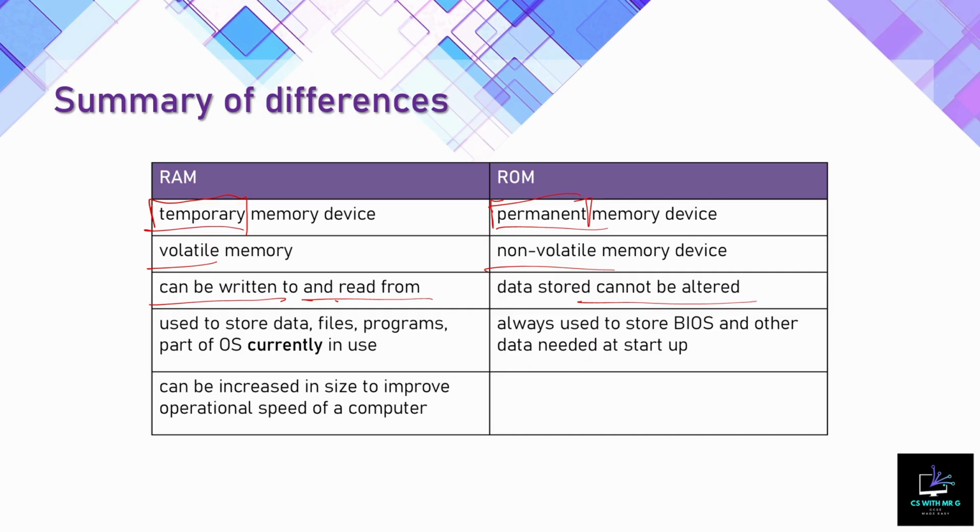RAM is used to store data, files and programs, and the OS currently in use. So that word currently being used again, very important. ROM stores the BIOS and other data needed to start up, also known as the bootstrap.